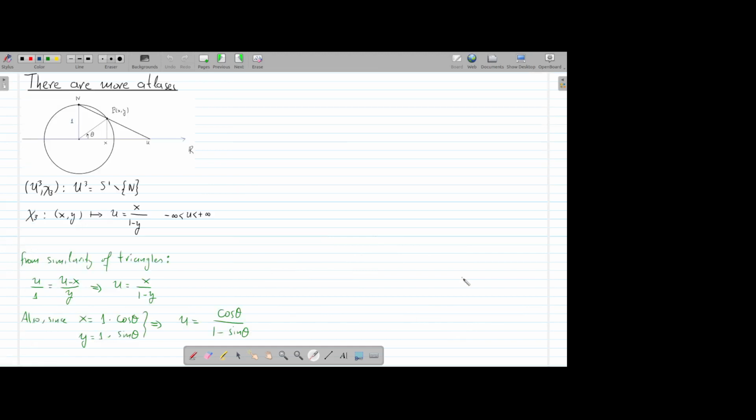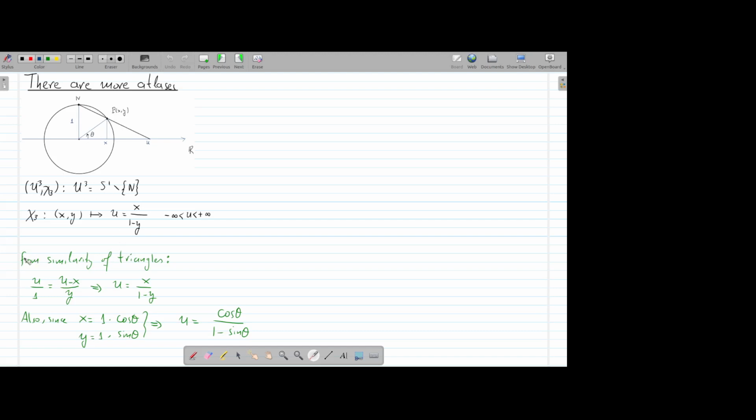There are many more atlases that we can define, and another one that is of interest can be defined by projecting the points P of the circle onto the x-axis the way shown here in the figure. Consider the north pole N of the circle and the line connecting N and the point P, and this line intersects the x-axis at the point U.